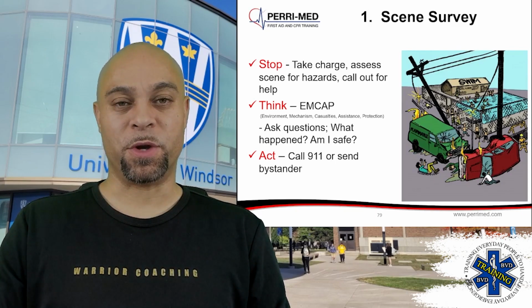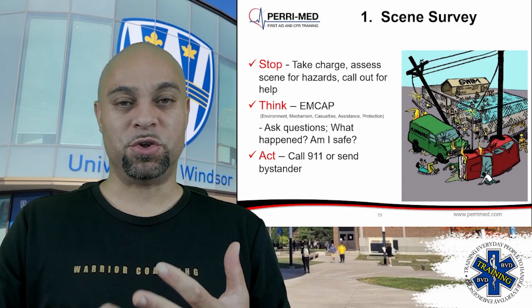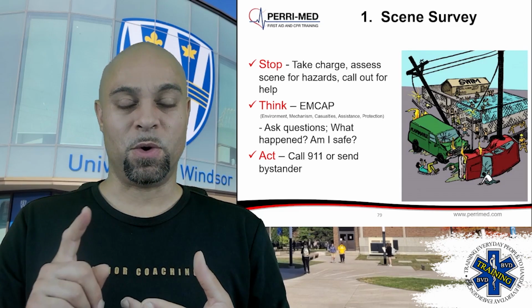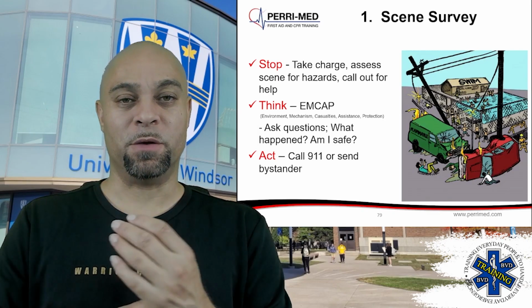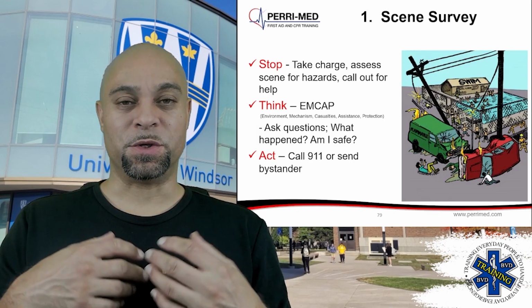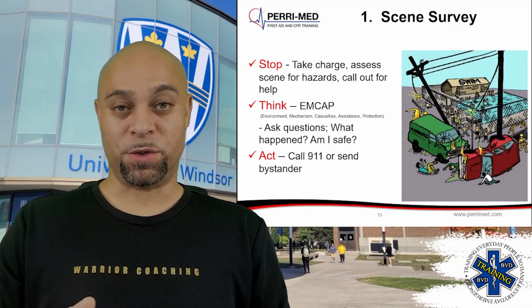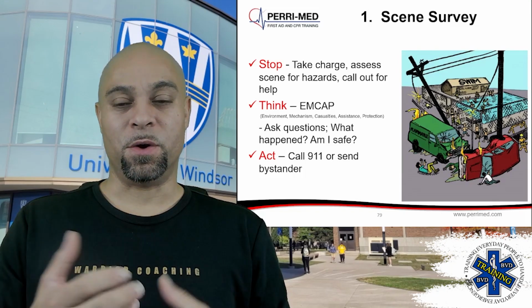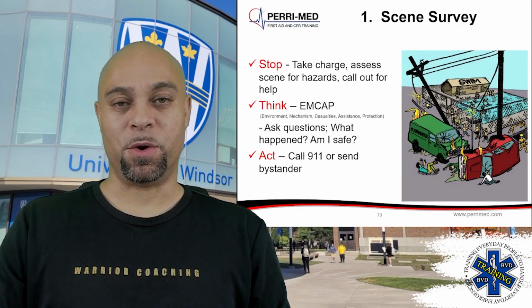So let me run that one more time. I walk in, the environment is safe, mechanism of injury is unknown, casualties is 1, assistance, I'll need campus police and ambulance, and I have on my gloves, goggles, and mask. Introduce myself. Hi, my name is Brock. I'm with the campus response team. I'm here to help you. What's going on? So they tell you, oh, I cut my hand. Oh, I have a chest pain. They tell you what's going on.